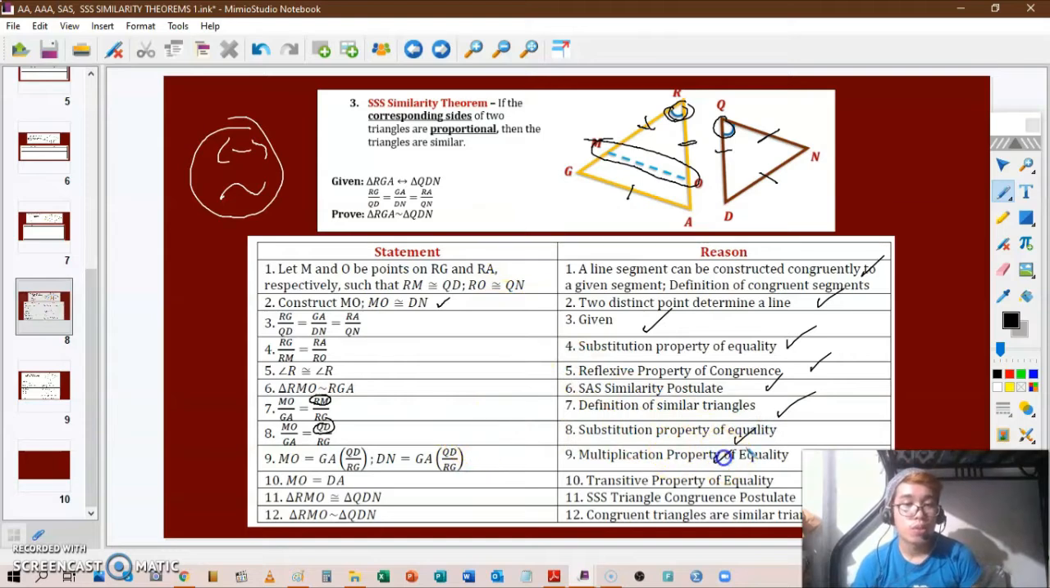And if we use the multiplication property of equality, MO is going to be equal to GA multiplied by QD over RG, and DN is going to be equal to GA times QD over RG. And therefore triangles RMO and QDN are congruent to each other by the SSS triangle congruence postulate, and therefore, since they are congruent, we can also say that the two triangles are similar to each other. There you go, good job.